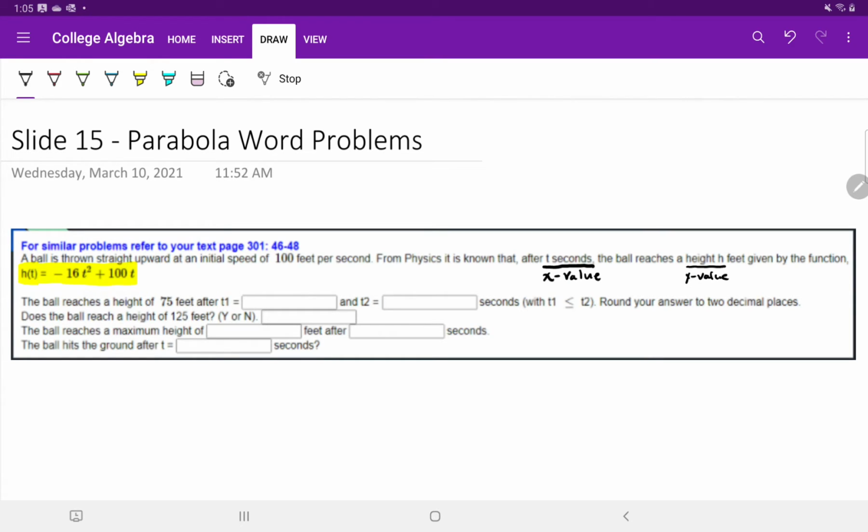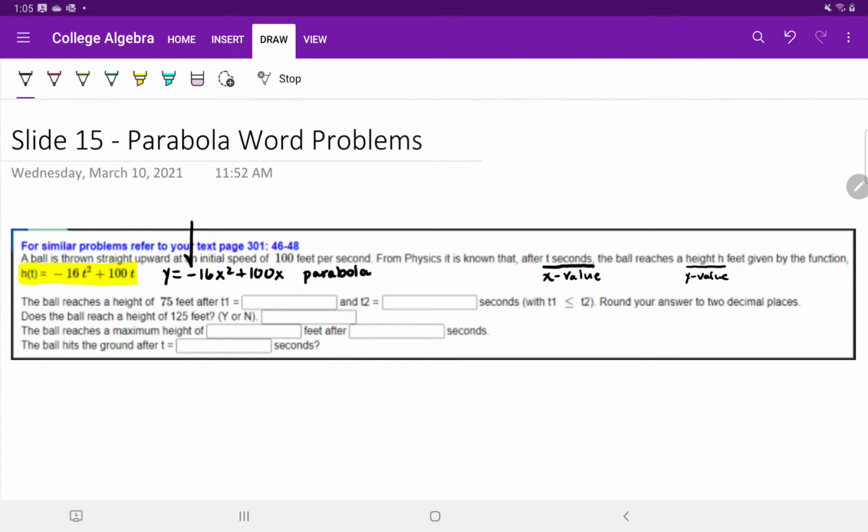So another way to think of this function, at least graphically, is y equals negative 16x squared plus 100x. This is a degree 2 function, or its biggest exponent is a 2. So that means it's going to be in the shape of a parabola. And we can learn a lot of things about a parabola just by looking at the function itself.